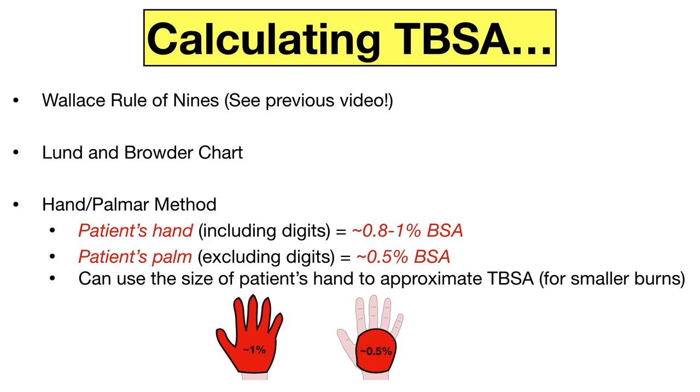Be careful, as you might see some literature simplifying it and stating the palm alone is about 1% body surface area. This has recently been shown to be a potential overestimation, and that the palm is more accurately about 0.5% body surface area. The hand or Palmar method can be used in smaller burns, but remember, you're using the size of the patient's own hand and not your own hand to approximate the total body surface area.